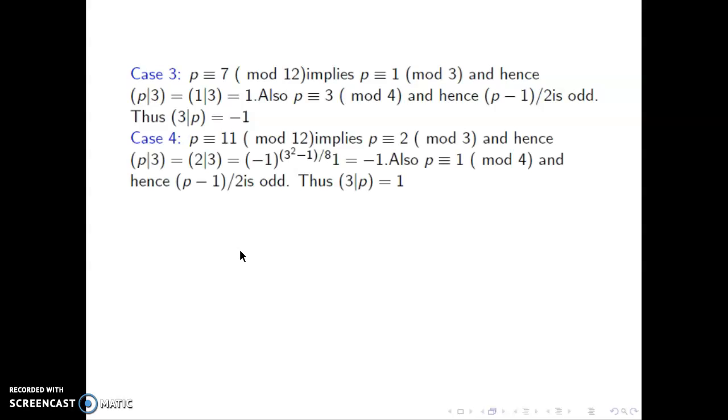And finally, when p is congruent to 11 mod 12, then we know that p is congruent to 2 mod 3 and hence p over 3 is equal to 2 over 3, which is equal to minus 1 raised to 3 squared minus 1 by 8, which is equal to minus 1. Also p is congruent to 3 mod 4 and hence p minus 1 by 2 is odd. Therefore 3 over p is equal to 1.